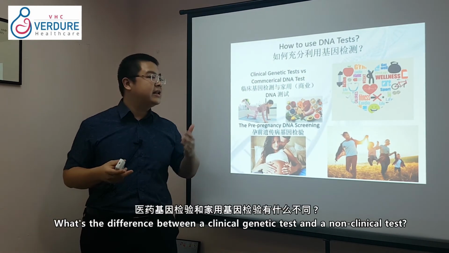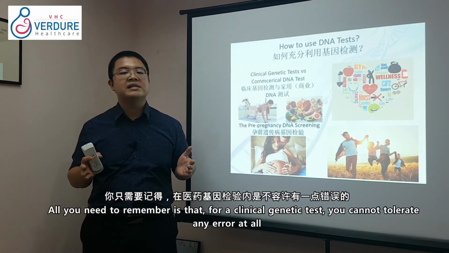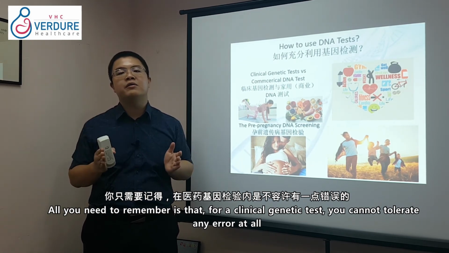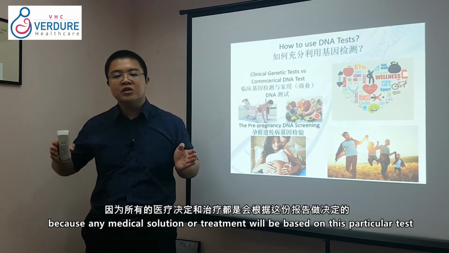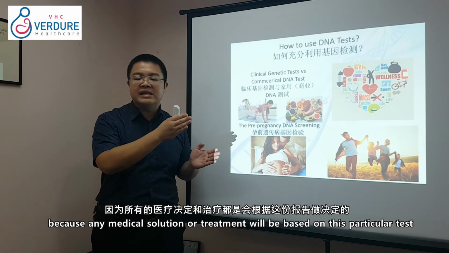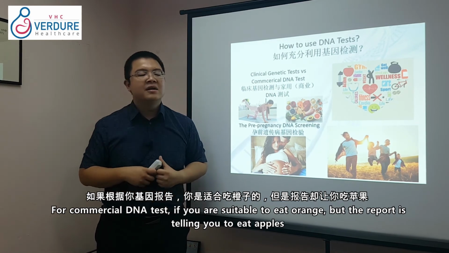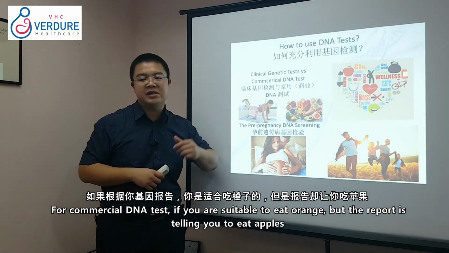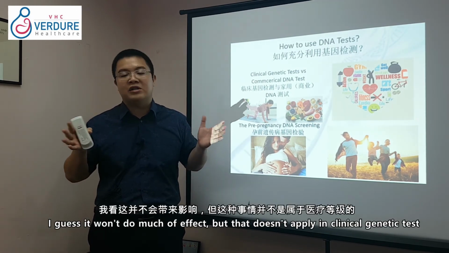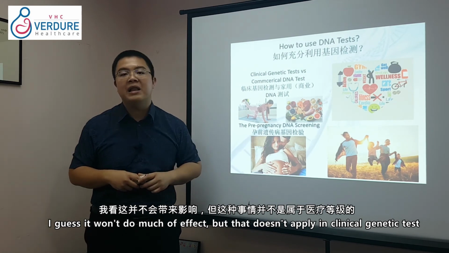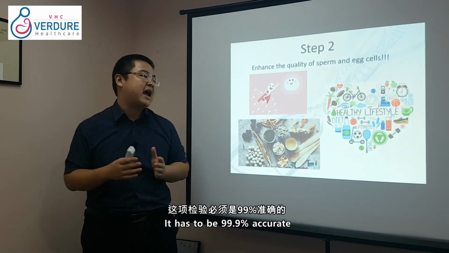So what's the difference between clinical and non-clinical then? All you need to remember is that for clinical genetic tests, you cannot tolerate any error at all, okay? Because any medical solution or treatment will be based on this particular test. Whereas for commercial DNA tests, if you're suitable to eat oranges but the test result says that you're suitable to eat apples, I guess that wouldn't have much of an effect, but that doesn't really apply in clinical genetic tests. It has to be 99.9% accurate.